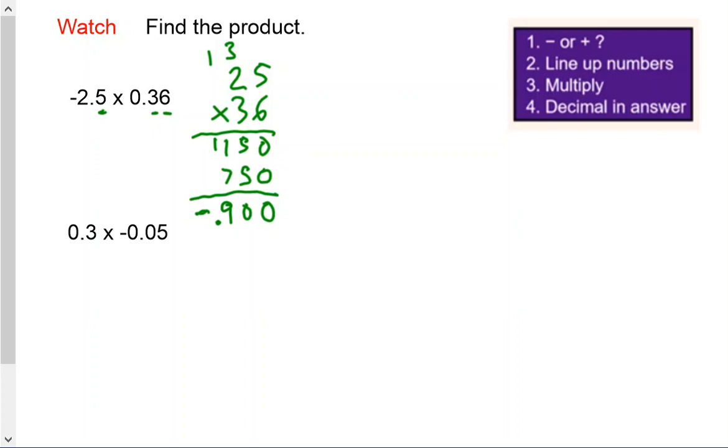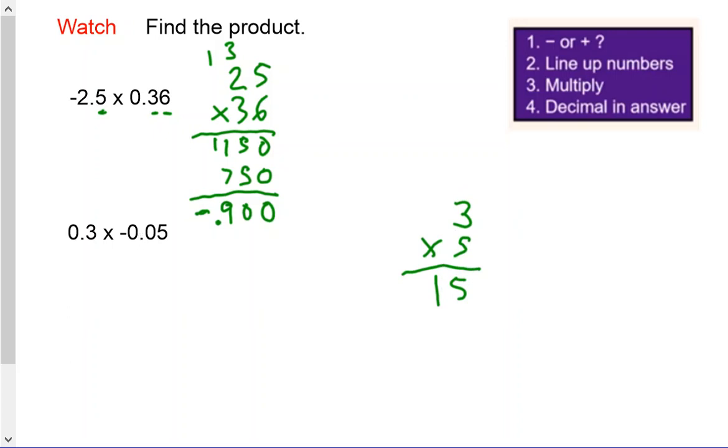Alright, for the second example, we get 3/10 times a negative 5/100. Okay, so we have one negative in our problem, so our answer is going to be a negative. And now we can set it up and multiply. We get 3 times 5, and 3 times 5 is 15.